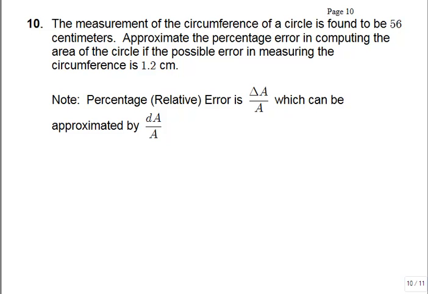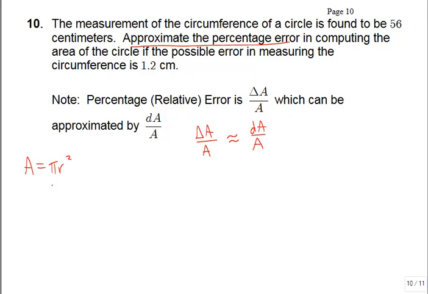So what are we trying to do here? We're trying to approximate the percentage error. So what we just said in our note here is that change in A over A, which is the actual percentage or relative error, can be approximated by dA over A. So let's see if we can figure out what this dA over A is going to be. Well, first of all, we need some formulas. We need a formula for this area, and we're talking about a circle. So what's the area of a circle?